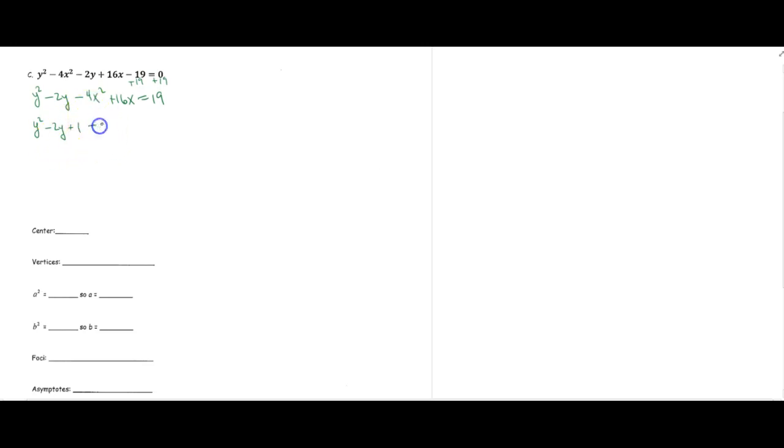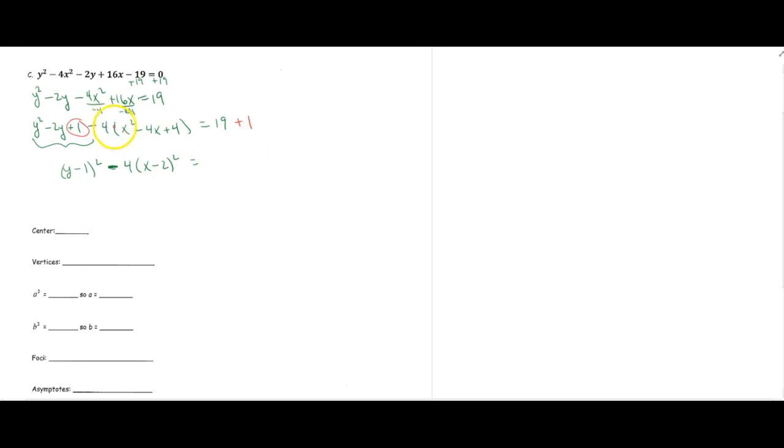Now I'm going to factor out that minus 4. When I do that, if I divide by negative 4, it's going to give me x squared minus 4x. But now I have to complete the square in there, so I add 4 equals 19. This will factor to give you y minus 1 all squared minus 4 times x minus 2 all squared equals. Remember over here, I added 1, so I'm going to go ahead and add 1 here.